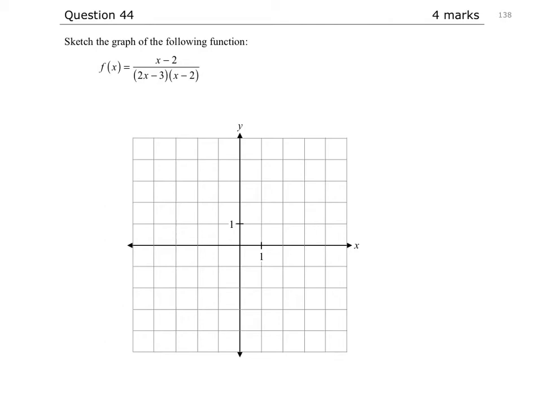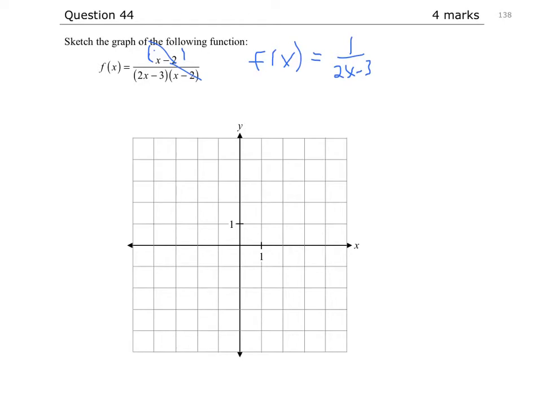Question 44. Sketch the graph of the following function. f of x equals (x minus 2) all over (2x minus 3)(x minus 2). So this function is already factored for us. It is a rational function. The first thing I'm going to do is cancel out the common factor. As we probably know, this can be simplified to f of x equals 1 over 2x minus 3.